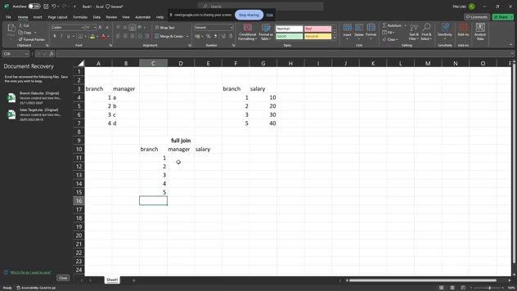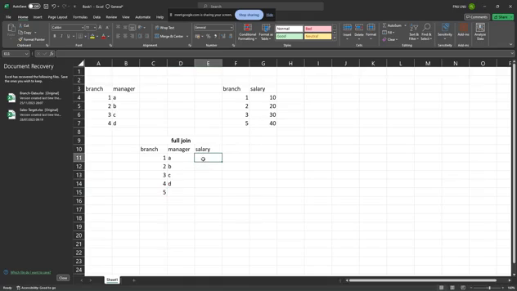This is a full join. Five is there. The managers. Five does not have a manager, because in our data, five does not have a manager. So five is going to be empty. This is a full join.